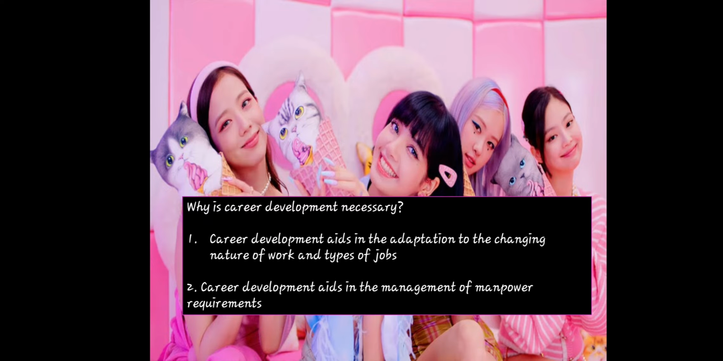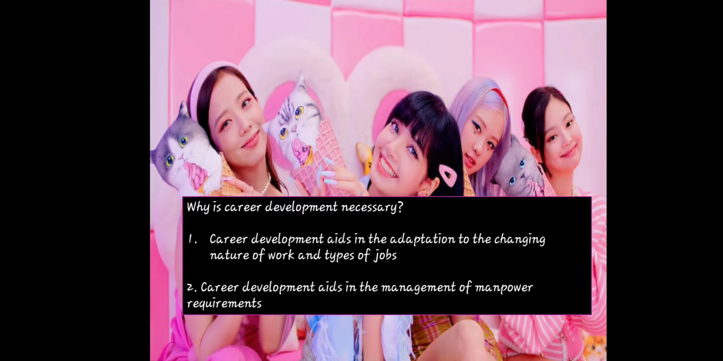Okay, aside from that statement, it also says that career development aids in the management of manpower requirements. Meaning to say, there is a process in career development. It's not that in one click of my hand, you are a medical technologist. No, there are requirements of being in that career. Always remember that one. You have to complete the 4-year bachelor's degree, you have to take the licensure examination, and you have to have 2 years of experience.